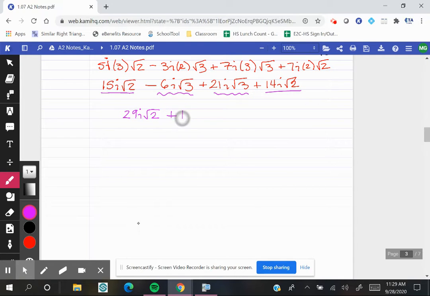Plus negative 6 plus 21 will give us 15i radical 3. And those cannot be combined because one has a rad 2 under the radical and one has a rad 3.